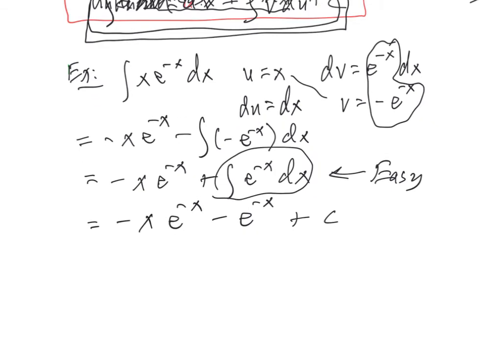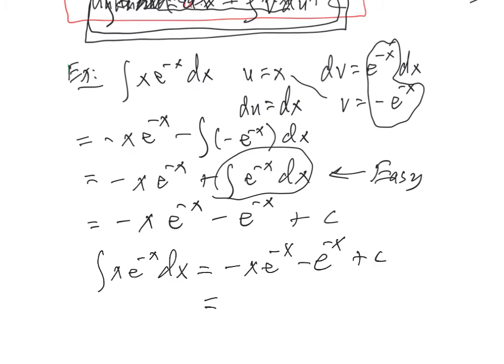So what we have discovered is that the integral of x e to the minus x dx equals minus x e to the minus x minus e to the minus x plus c. And we can factor out a minus e to the minus x and get a prettier version, maybe. x plus 1 plus c.